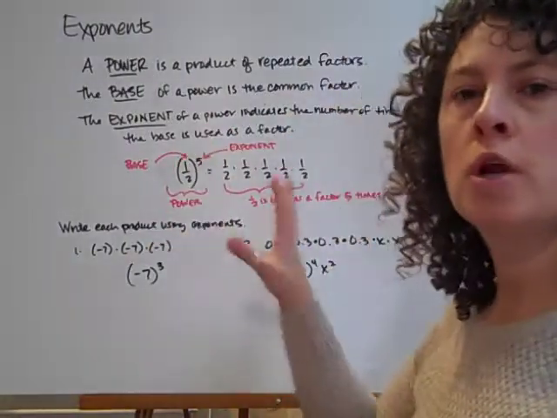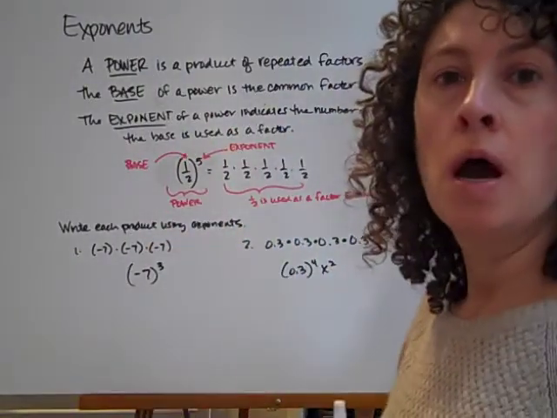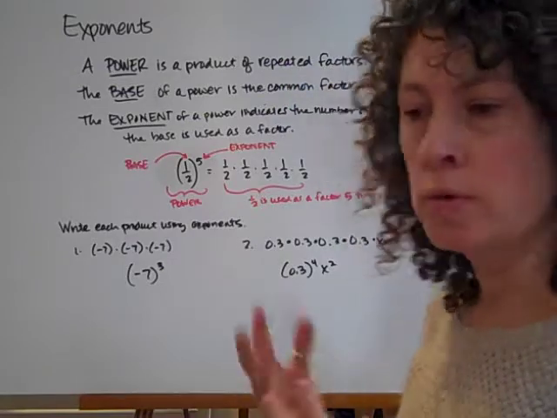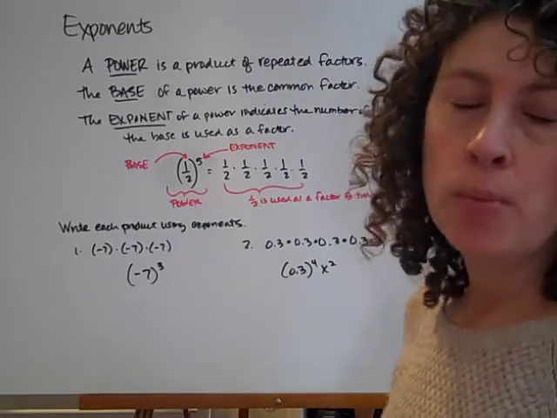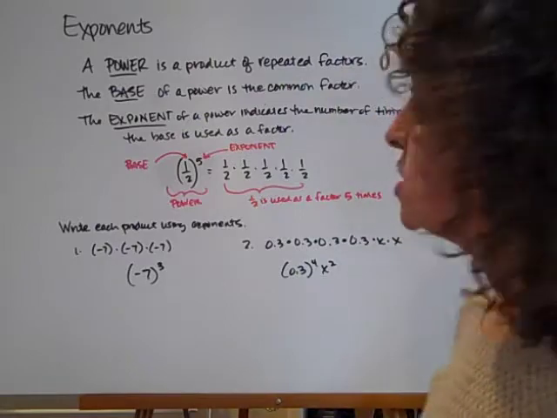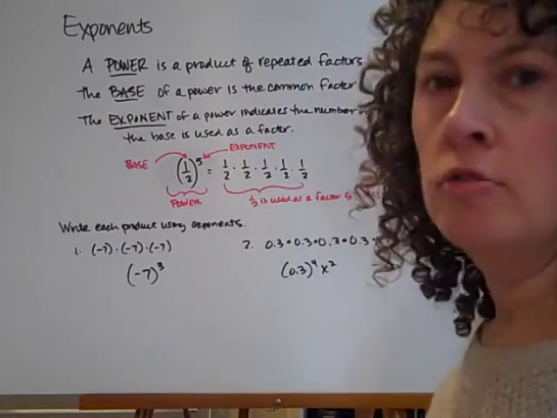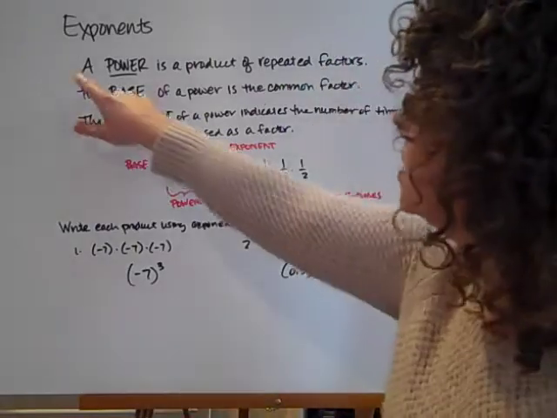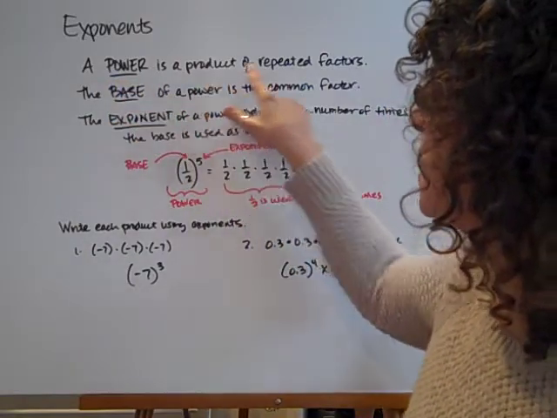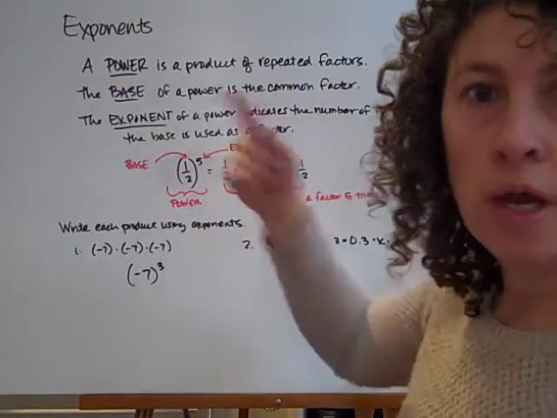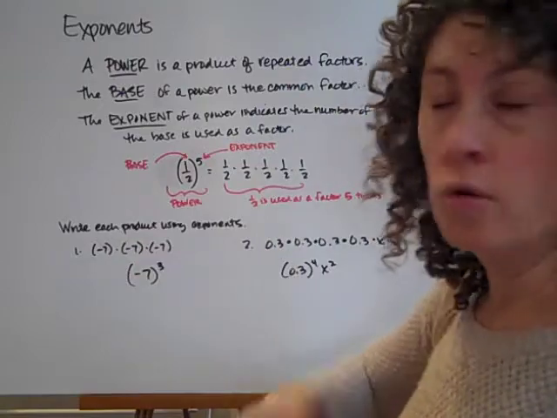Exponents. So we're going to be working with powers, which is repeated multiplication. So we know multiplication is repeated addition. Powers are just repeated multiplication. So let's break down the parts of working with powers and exponents. A power is a product of repeated factors. Again, we're going to multiply the same factor over and over again.